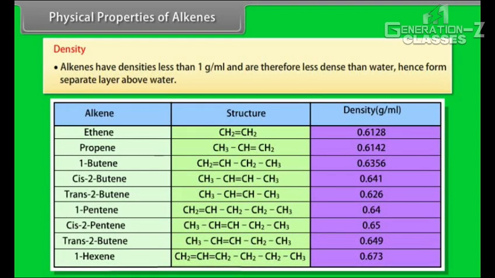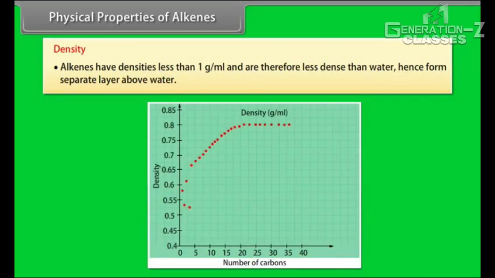Alkenes have densities less than 1 gram per milliliter and are therefore less dense than water, hence form a separate layer above water. As the molecular mass of alkenes increases, density increases.